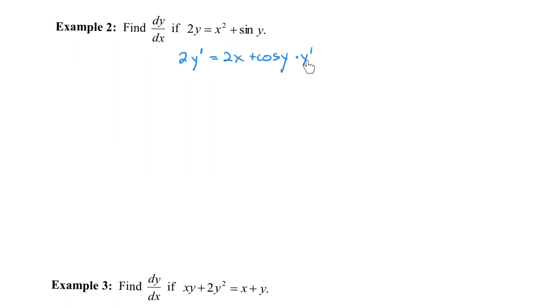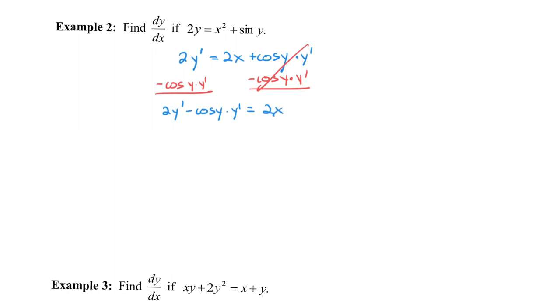So basically from here what I need to do is get all the y primes on one side of the equal sign. So this term here I'm just going to have to subtract. I'm going to subtract cosine y times y prime from each side of this equal sign. I'll just do it like this, just to make it really clear what we're doing. So that's gone. So we get 2y prime minus cosine of y times y prime equals 2x.